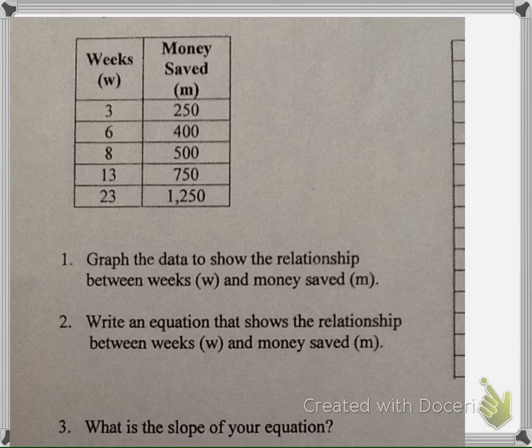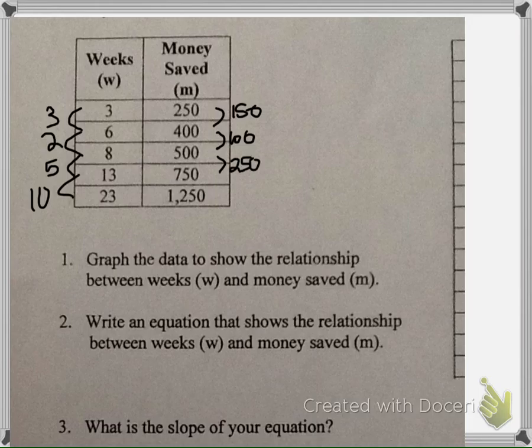Now number 2 says write an equation. In order to do that, I need to put in my carets. So from 3 to 6 is 3, then 2, then 5 and 10. And then 250 to 400 is 150, 100, 250, and 500. I have to divide all my y carets by my x carets.